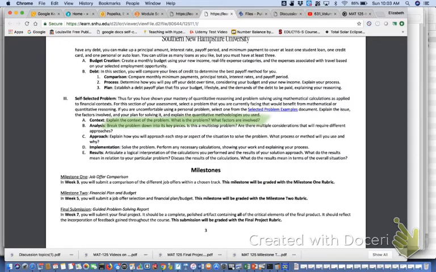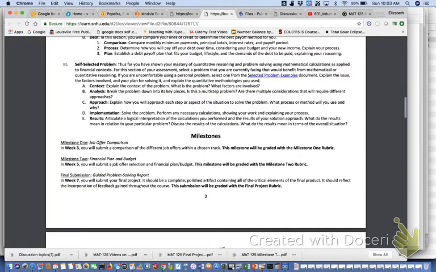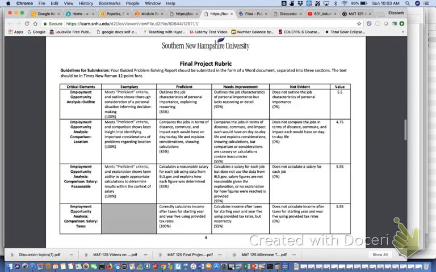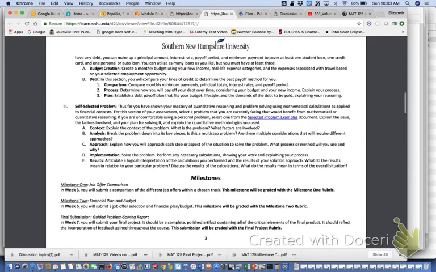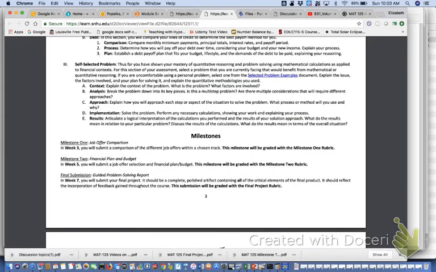What I have a tendency to see people do a lot in the past is that they'll say, I chose problem number 2, and then they don't answer the questions that go along with it. They'll tell me what problem they chose, but they're not saying what exactly the problem is and what factors are involved in the problem.